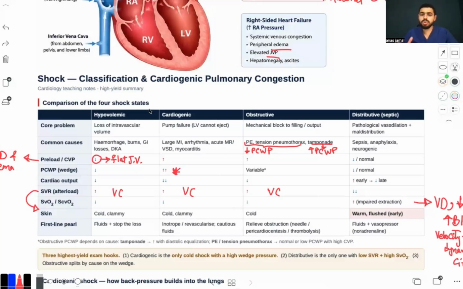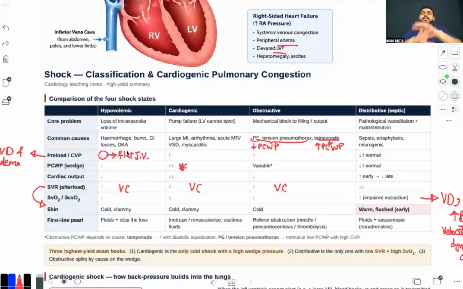Hypovolemic shock is simply because there is loss of intravascular volume, maybe due to hemorrhage, burns, GI losses such as vomiting, diarrhea, or DKA from the polyuria. Here I have reduced pressure inside the blood vessels all over the body. So the central venous pressure will be low, the preload will be low, so there will be flat jugular veins, and the pulmonary capillary wedge pressure will be low. And the cardiac output, as we just said, is low because the effective circulatory volume is low and the stroke volume will simply be low.